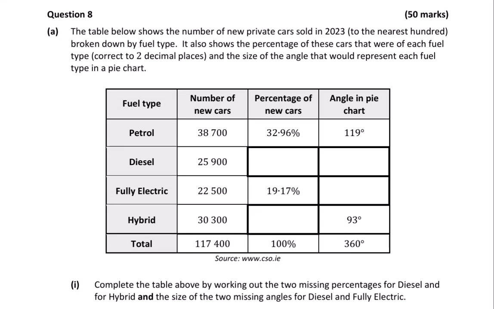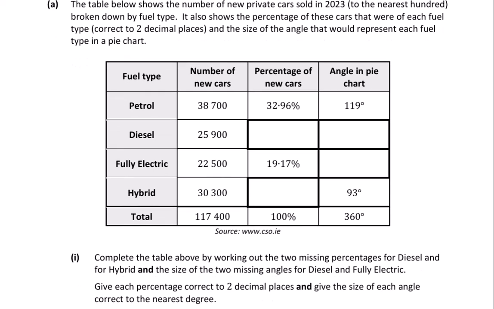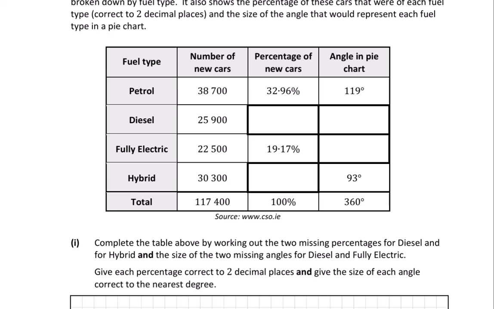Question 8. The table below shows the number of new private cars sold in 2023 to the nearest 100, broken down by fuel type. It also shows the percentage of these cars that were of each fuel type corrected 2 decimal places, and the size of the angle that would represent each fuel type in a pie chart. So the first question is to complete the table above by working out the 2 missing percentages for diesel and hybrid, and the size of the 2 missing angles for diesel and fully electric. Give each percentage to 2 decimal places and the size of each angle correct to the nearest degree.